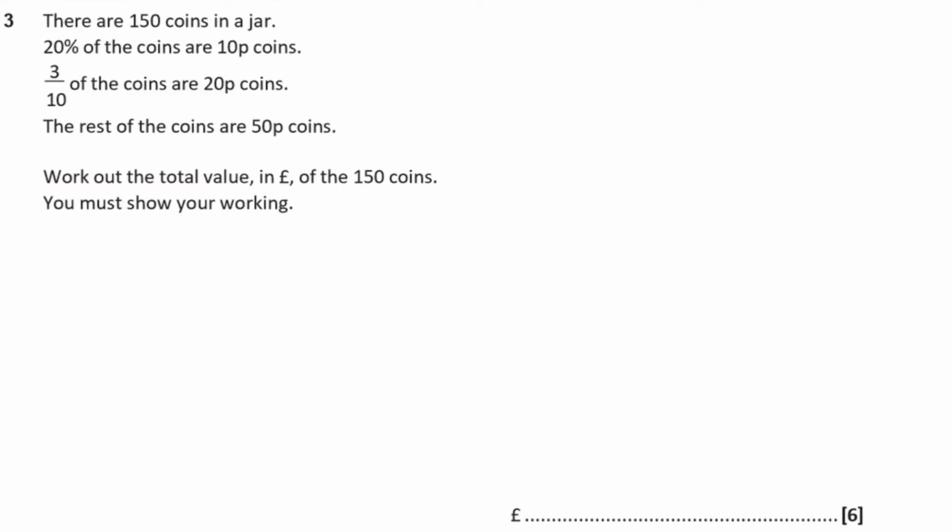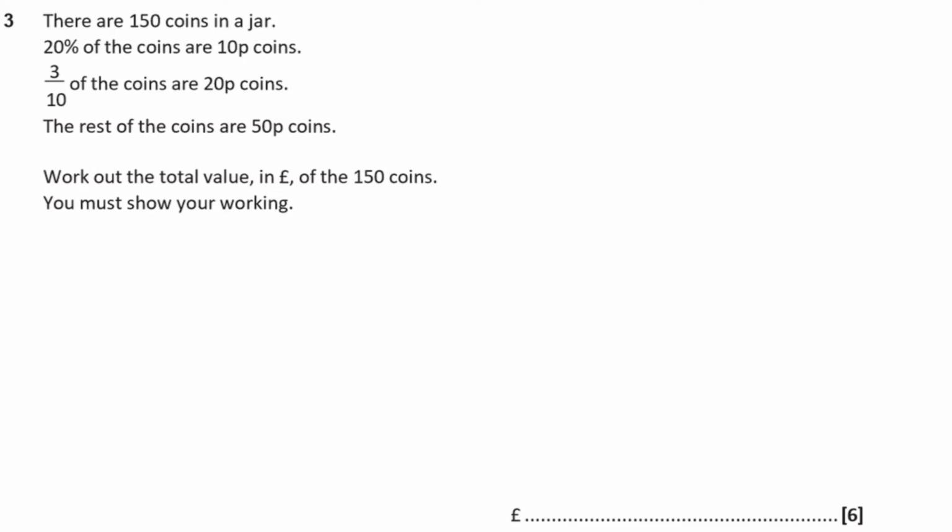20% of the coins are 10p coins. 3/10 of the coins are 20p coins. The rest of the coins are 50p coins. Work out the total value in pounds of the 150 coins. You must show your working. Okay, so we need to work out the number of each type of coin first, don't we?